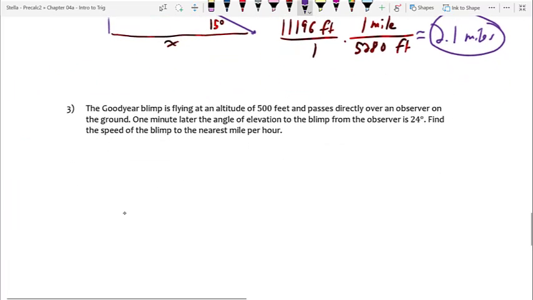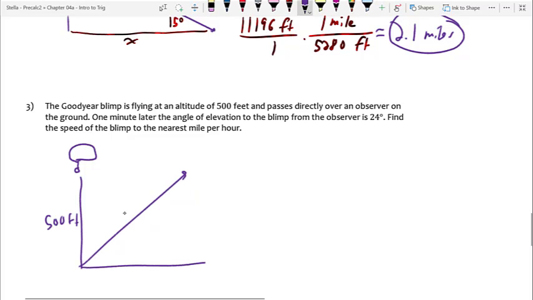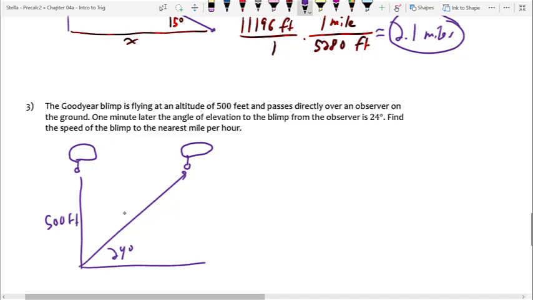Last problem. The Goodyear blimp is flying at an altitude of 500 feet. So here's the Goodyear blimp. It passes directly, so let's draw the altitude at 500. Passes directly over an observer on the ground. 1 minute later, the angle of elevation to the blimp from the observer. So remember, observer looks out and then looks up. And we're going to assume the observer has no height because it's just easier that way. That is 24, and it wants the speed of the blimp to the nearest mile per hour.